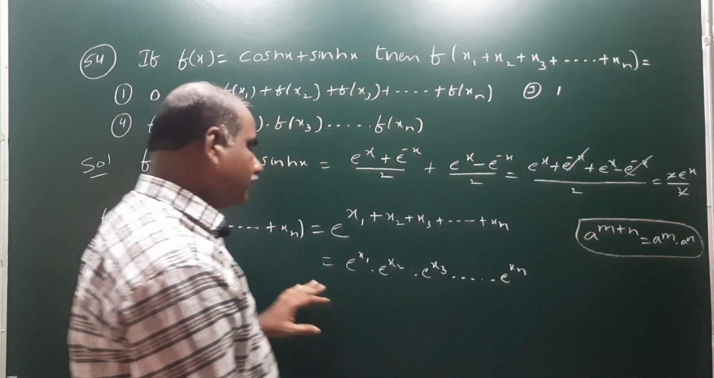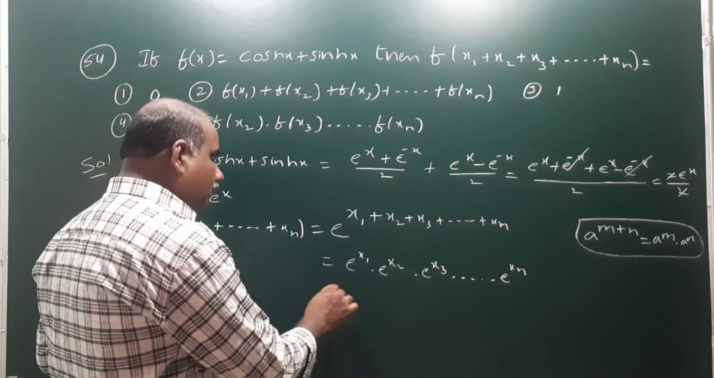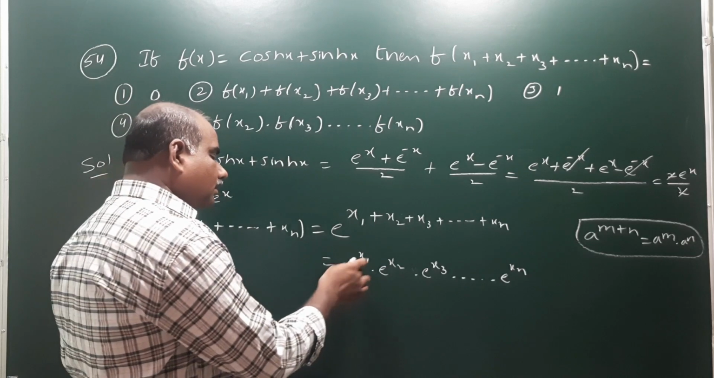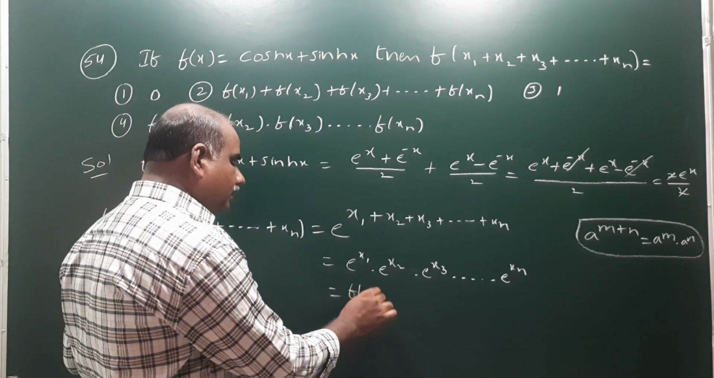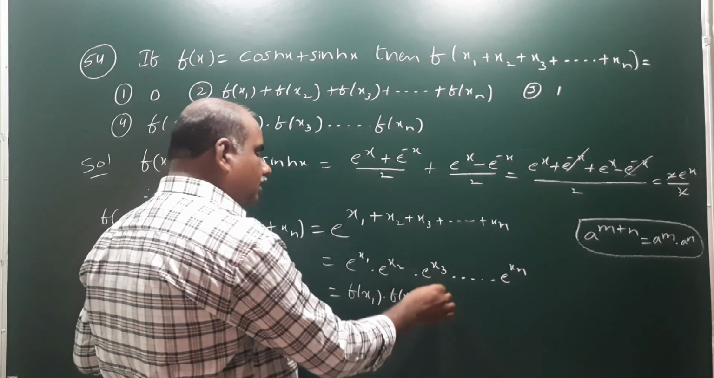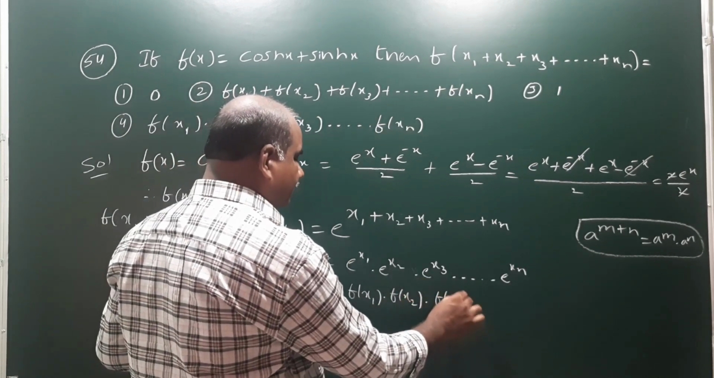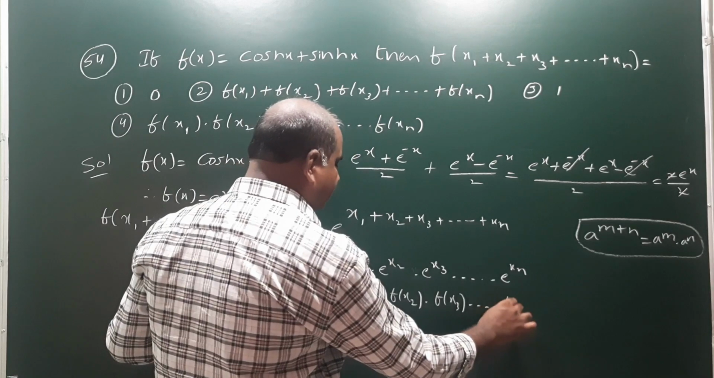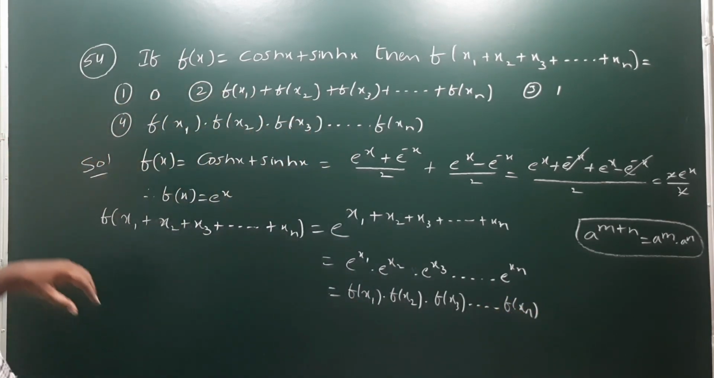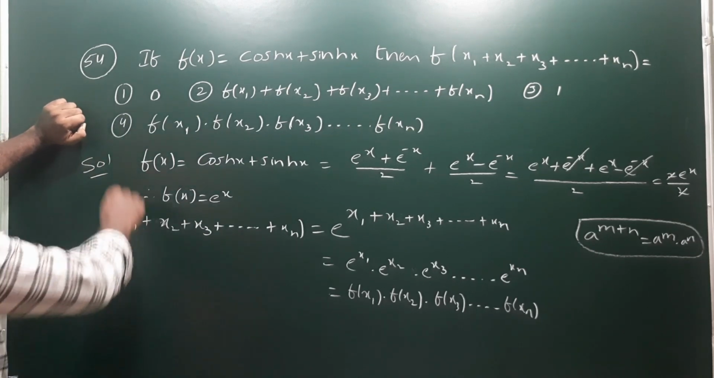That is the formula here: a power m plus n is equal to a power m into a power n. Okay, and we know that f(x) is equal to e power x. Therefore e power x1 means f of x1, e power x2 means f of x2, e power x3 means f of x3, and so on. e power xn means f of xn. So that is the answer. So by observing, option 4 is the right answer.